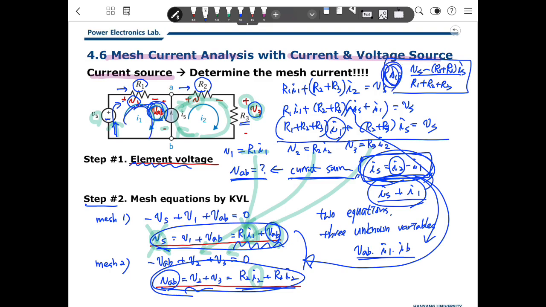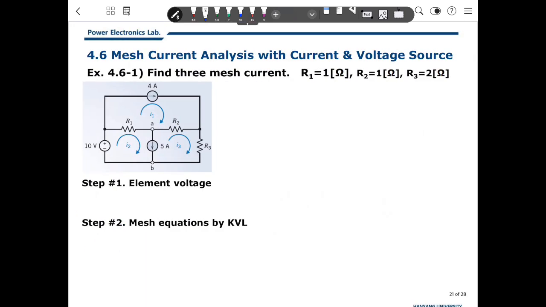So in this way, we can get I1. Using it here, we can get V1. Based on that equation, we calculate I2, and adding I2 here, we can calculate V2. In the same way, we can get V3, and we can calculate VAB also. So that's how to solve mesh current analysis when the circuit has an independent current source. So this is an example, 4 and 6-1. That circuit is like here.